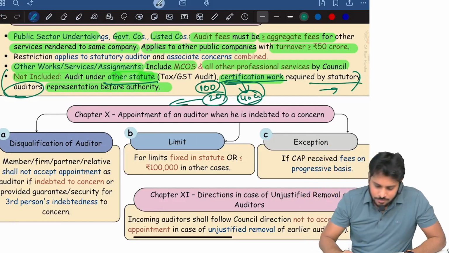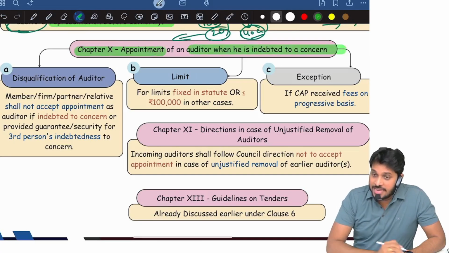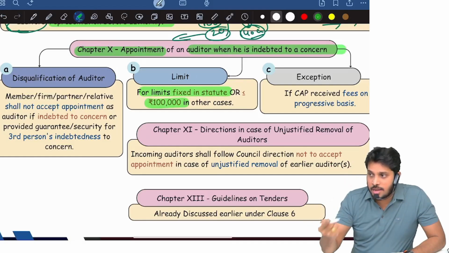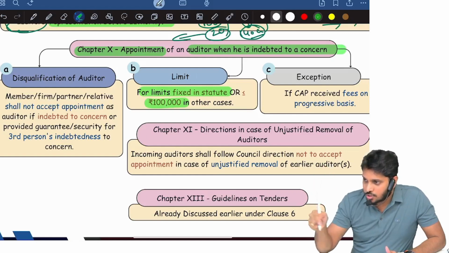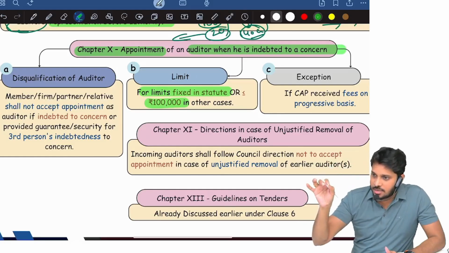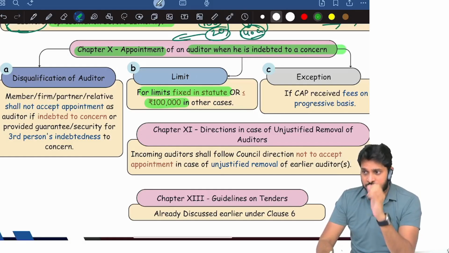Clear? Next. Can a person be appointed as an auditor where he is indebted? No. The limit for indebtedness is 1 lakh, or the limit fixed in the law. For example, company law, you take 5 lakhs is the indebtedness limit. So up to the Companies Act limit, or if there is no law for it, then 1 lakh is the limit. In an entity, it may be a sole proprietary concern, a partnership firm, a company, or a society, it doesn't matter.